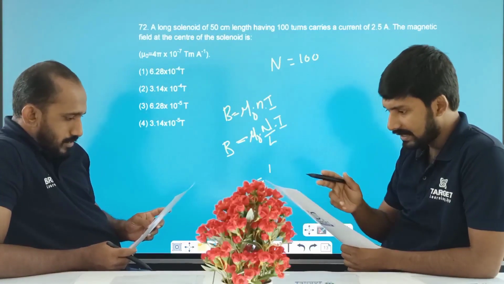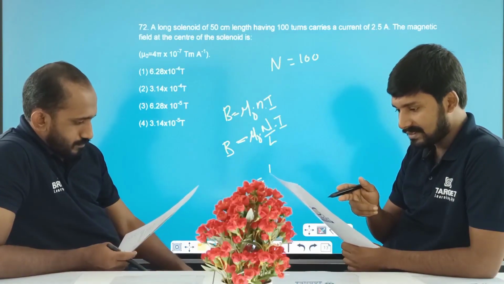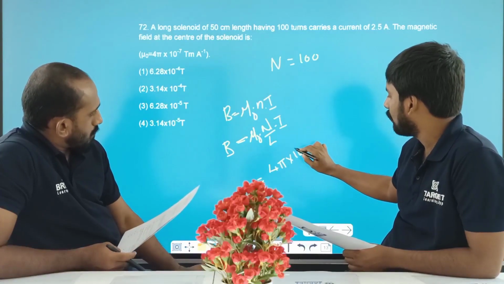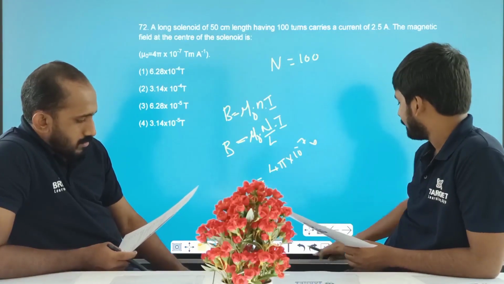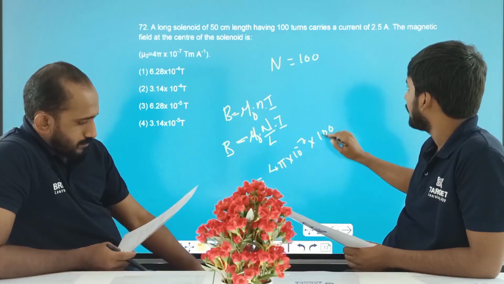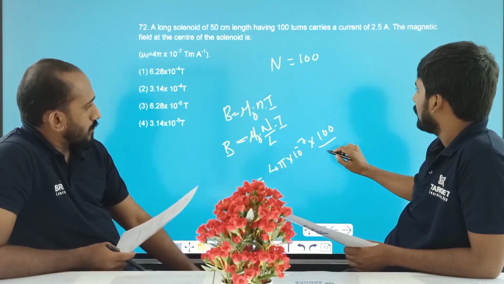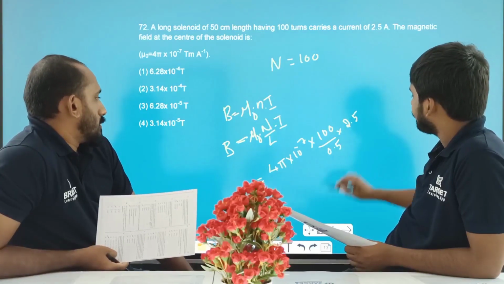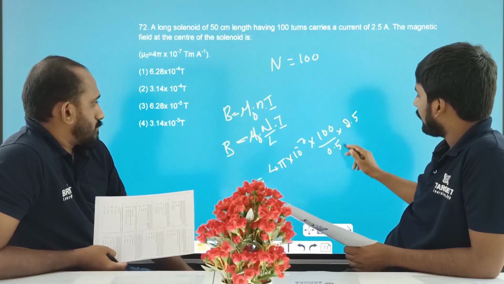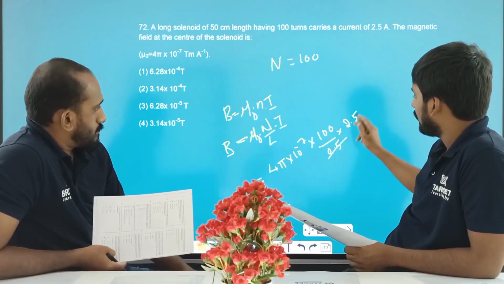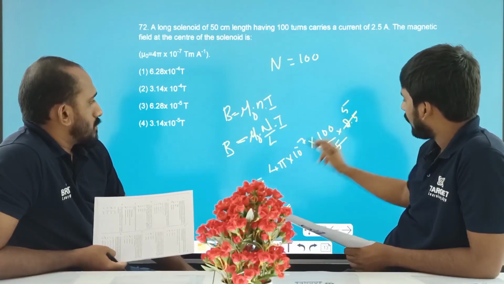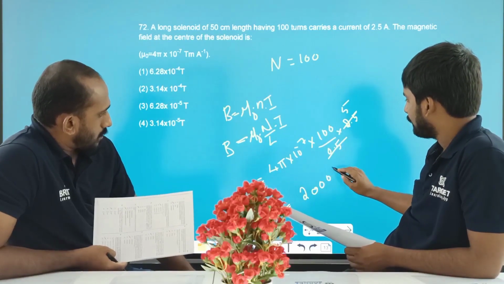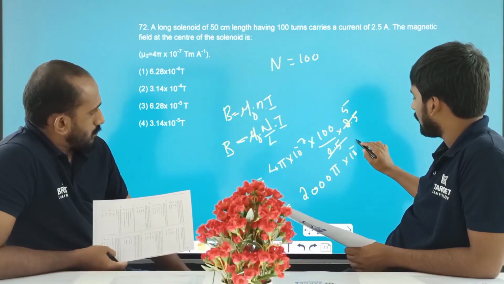Number of turns is 100. The answer is in Tesla. So 4 pi into 10 raised to minus 7 into N, which is 100, divided by its length, 50 centimeter, so 0.5, into I, which is 2.5. 2.5 by 0.5 is 5. So 5 into 4 is 20, 20 into 100 is 2000. 2000 pi into 10 raised to minus 7.